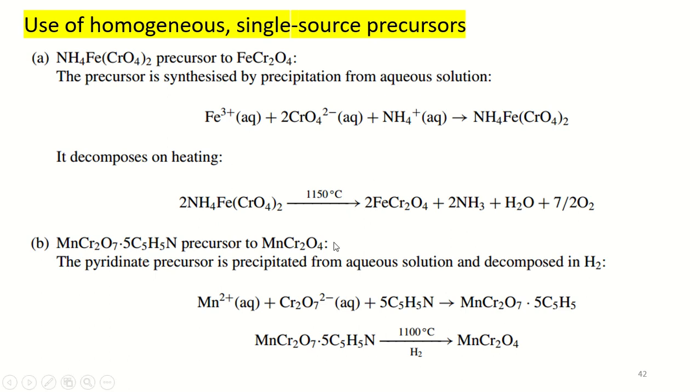In B, this is a precursor to MnCr2O4. The pyridinium precursor is precipitated from aqueous solution and decomposed in H2, and it also needs a pretty high temperature, about 1100 degrees Celsius, to decompose into manganese chromite.